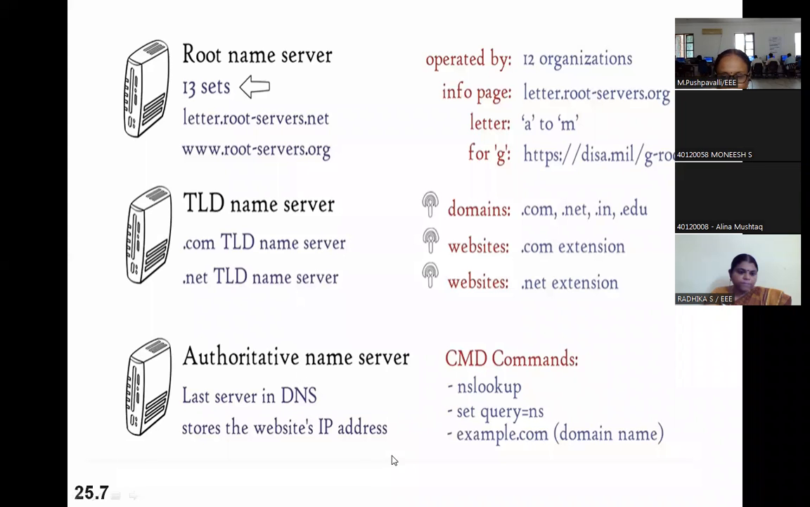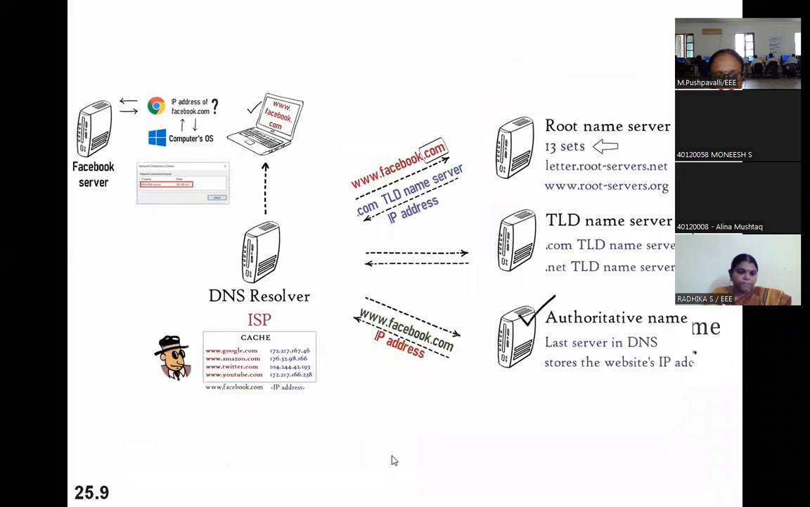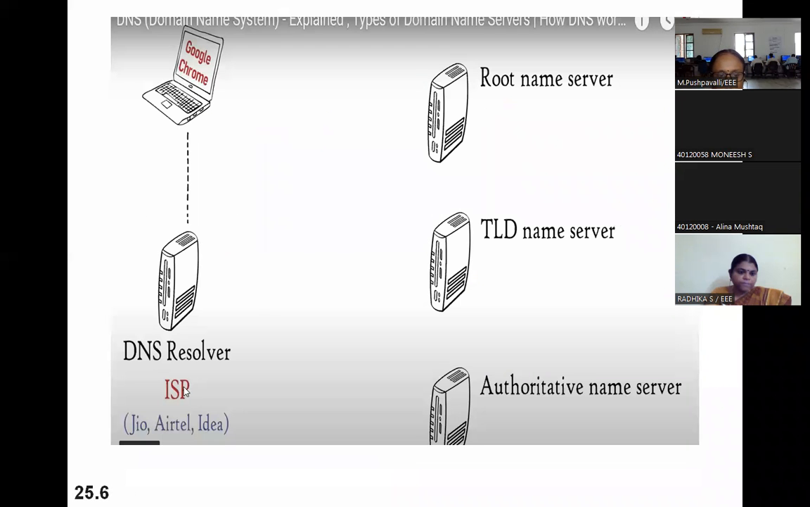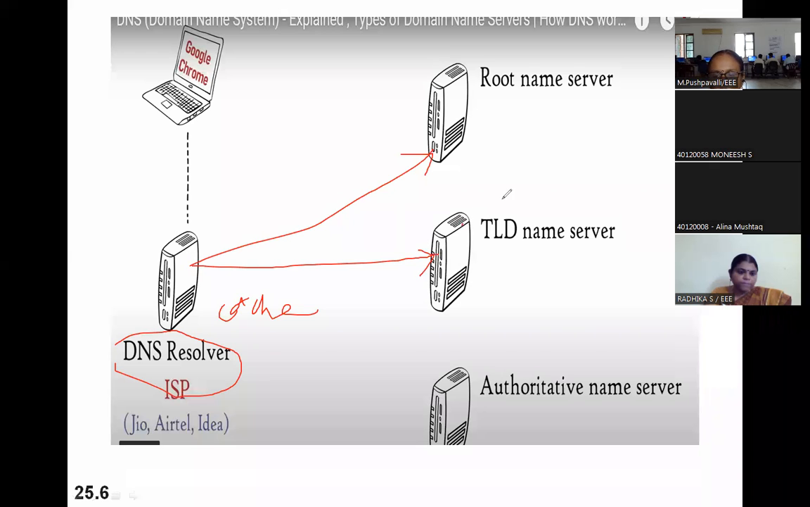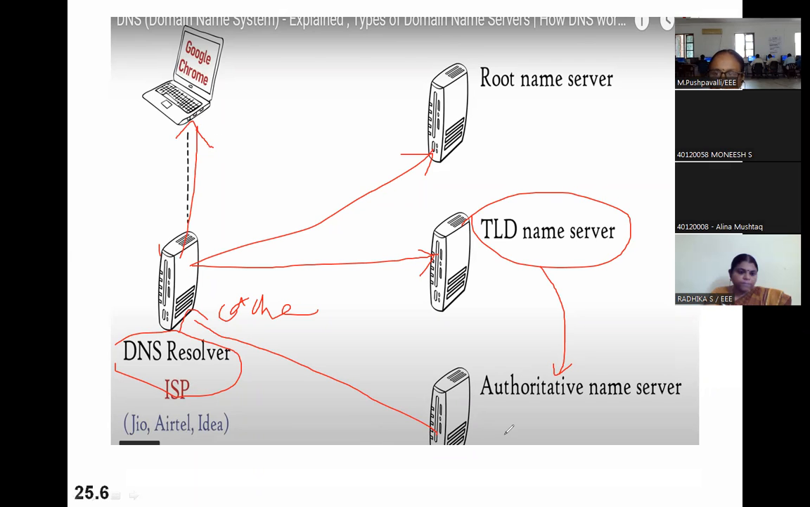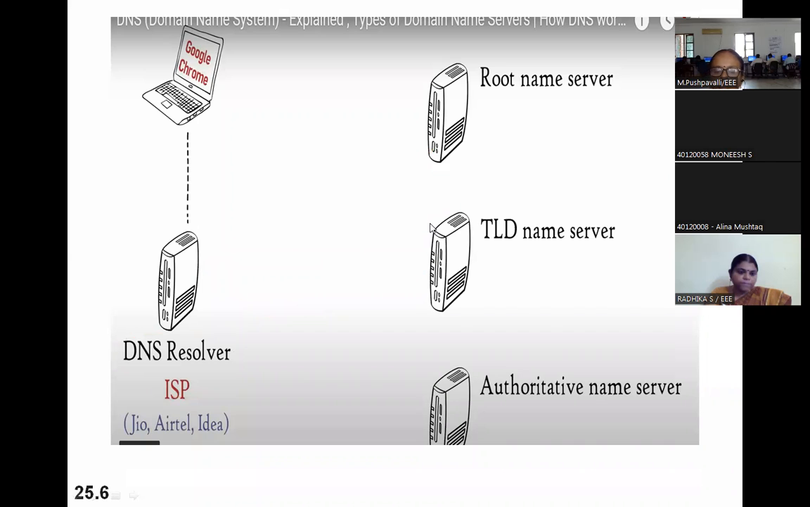So always remember the four servers: the root server and the DNS resolver, that is our ISP. If I request any website, if it is available in the cache, it will be taken directly, or else it will check the root name server. If it is not there, it will check the top level domain server. The top level domain server will check whether it is an authoritative name server. Then only it will communicate to the DNS resolver, that is the ISP. Then only it reaches my laptop or my system. Are you clear?